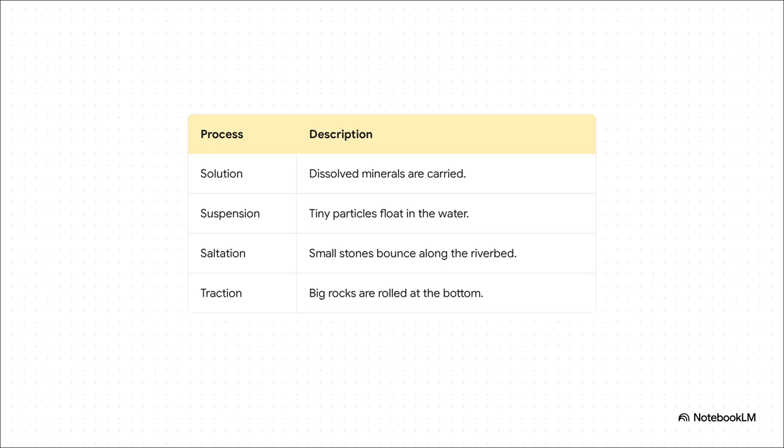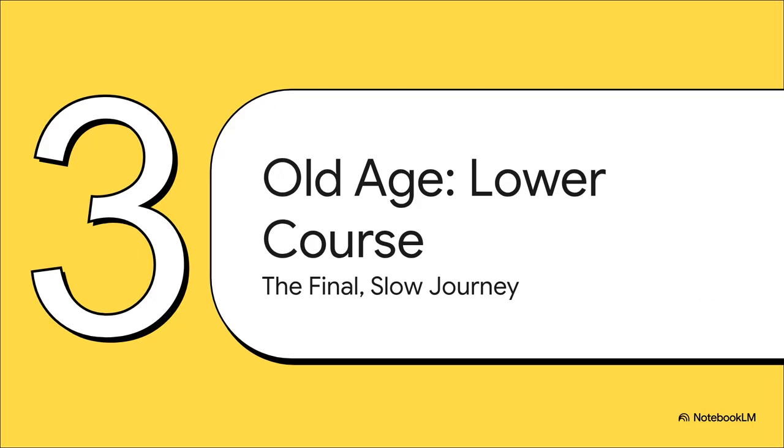Small pebbles are bounced along the bottom in a process called siltation. And the biggest rocks are simply rolled along the riverbed by the force of the water. That's traction. And so we reach the river's final stage, old age, or the lower course.